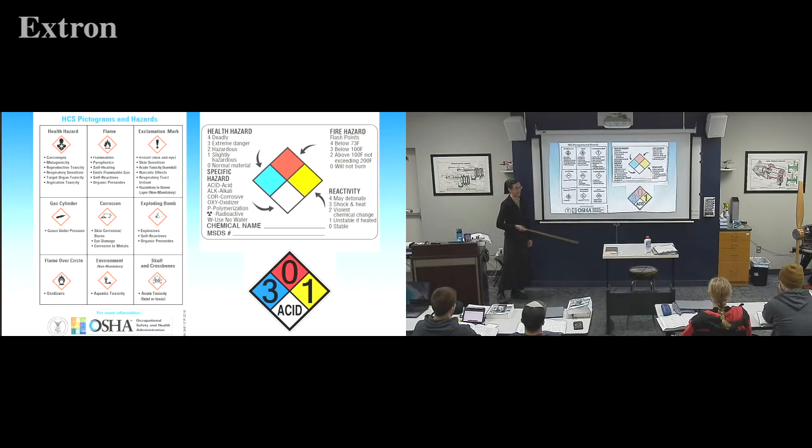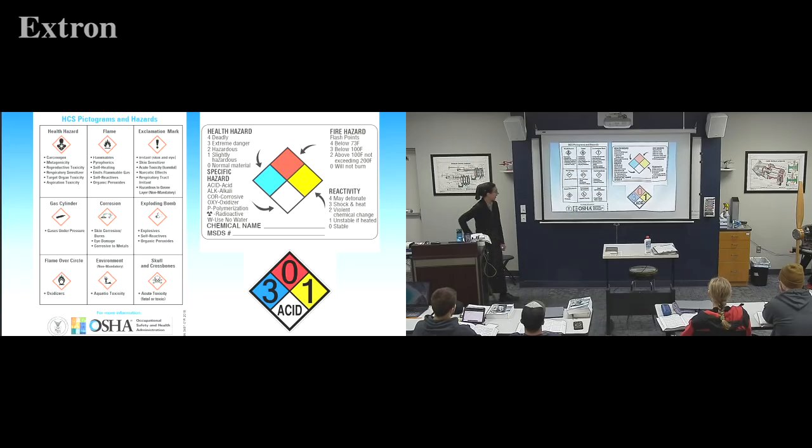Environmental, this is non-mandatory, so not as common. But it's kind of a sad-looking tree, a little mountain, aquatic toxicity, so don't spill it in the water. You shouldn't put any of these in the ground. A skull and crossbones, acute toxicity, fatal or toxic, so very hazardous.